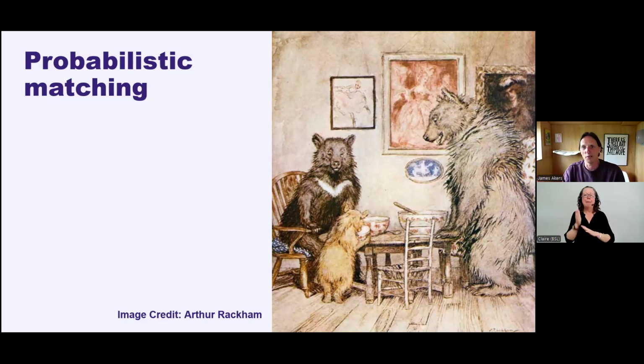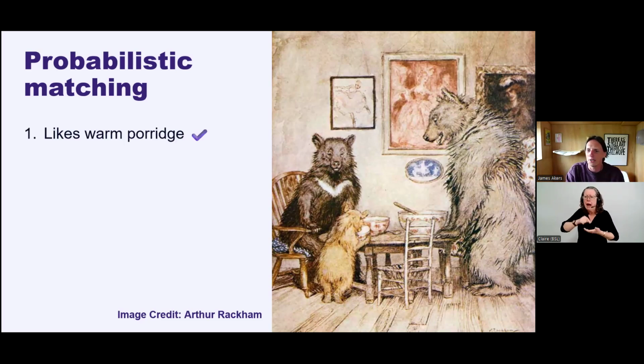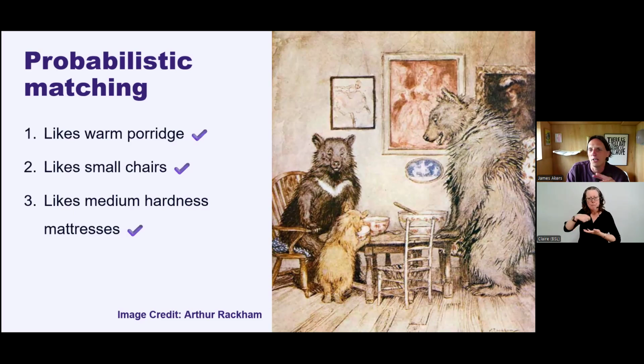She doesn't like the hard mattress, doesn't like the soft one, likes the one in the middle. So with those anonymous bits of data, even though we found Goldilocks in the bed at the end, so we know it's her, if she disappeared and the bears came home, they could use probabilistic matching to identify who it was. We could look at this information and ask, does it like warm porridge? This person likes warm porridge, okay, we'll categorize them that way. They like small chairs as well, because she broke that one. And a medium hardness mattress.